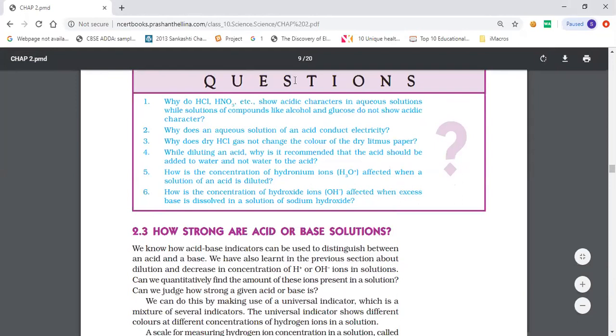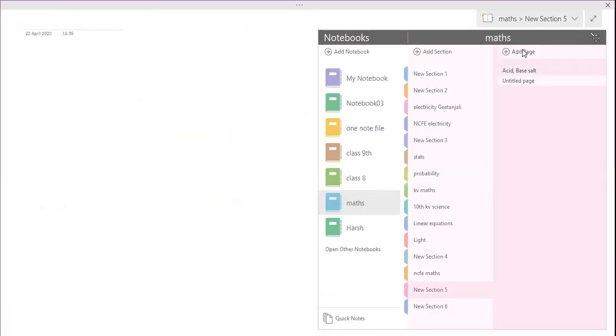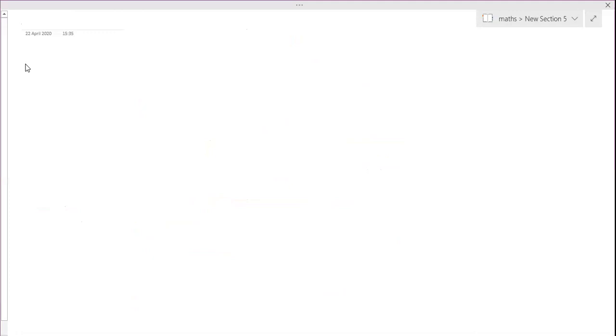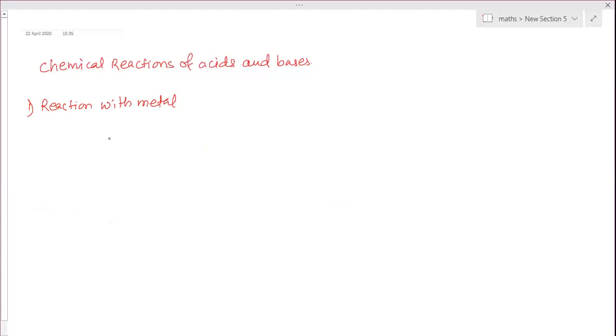Okay, next we have to start with the reactions. Chemical reactions of acids and bases. One by one, first we will see the acids and then bases. First, reaction with metal. Any metal when it reacts with dilute acid.